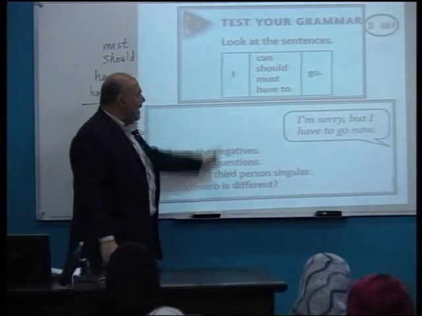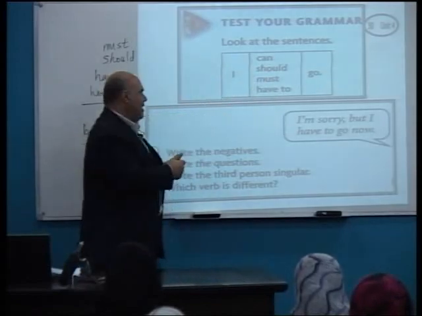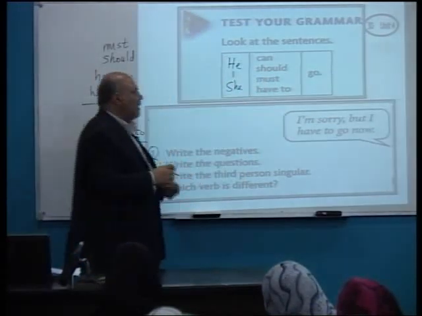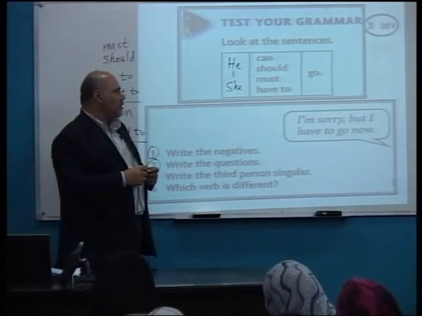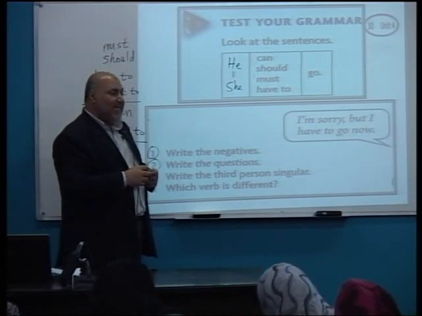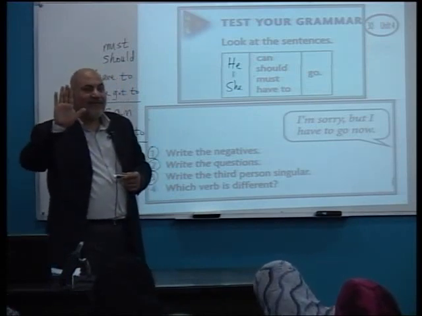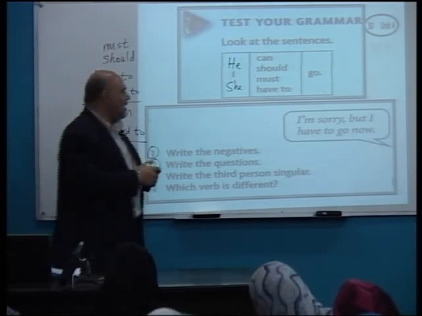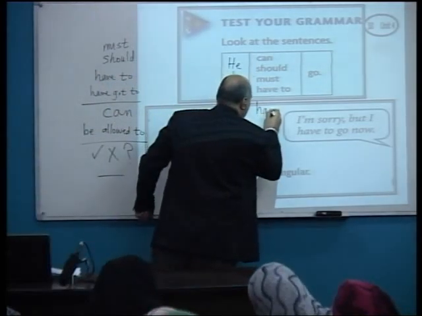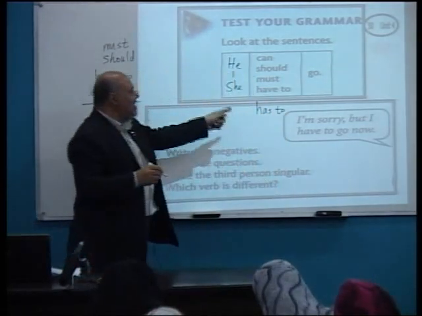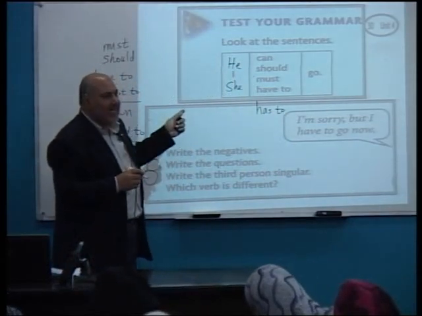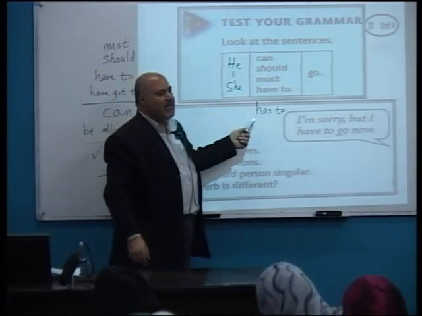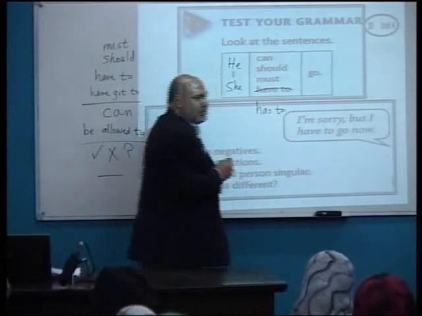Now, he can go. Yes, he or she can go. He should go. He must go. He has, because had plus is for the present, so it becomes has to. She has to go. So with he or she we use has to. We don't say have to.